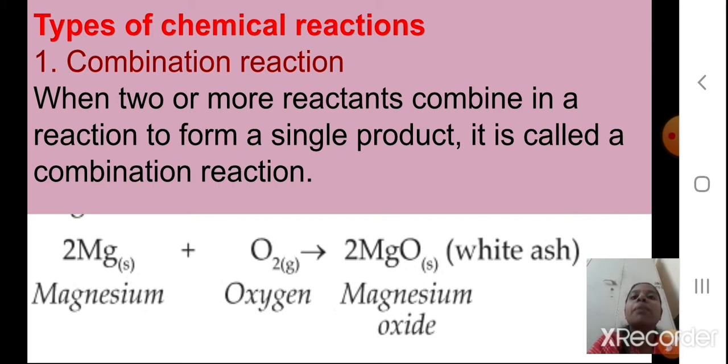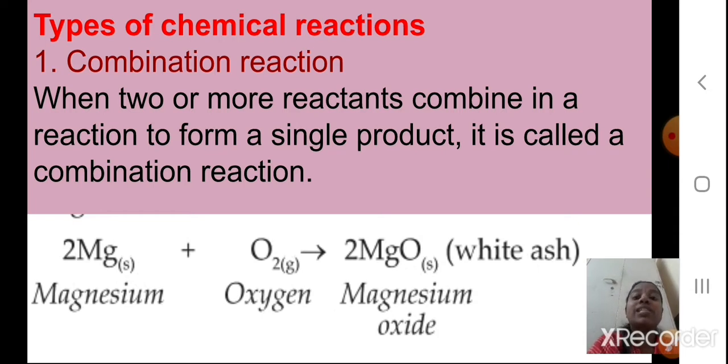The first type of reaction, students, we are going to see, that is combination reaction. Now when two or more reactants combine in a reaction to form a single product, it is called a combination reaction. Okay students, so when two or more reactants are combining together and only one single product you get, that time we call it a combination reaction.